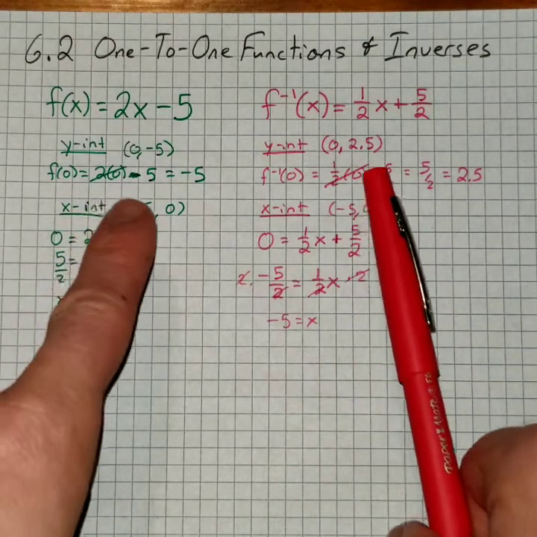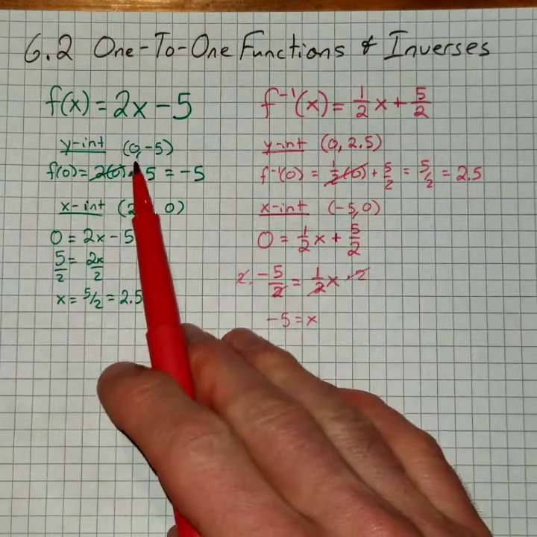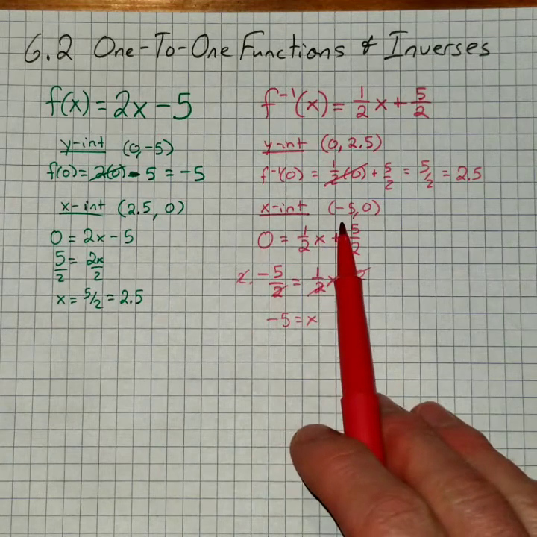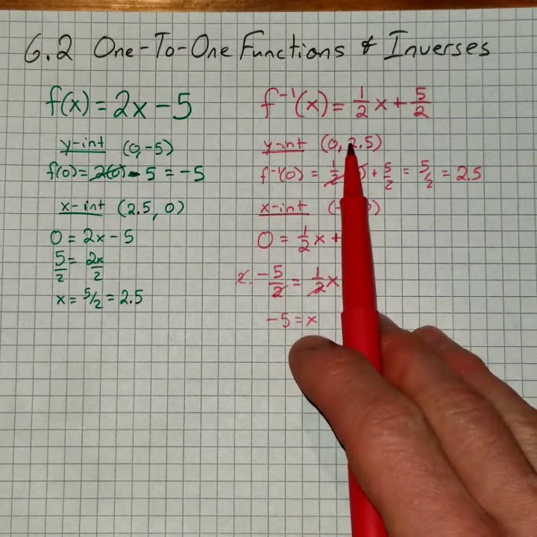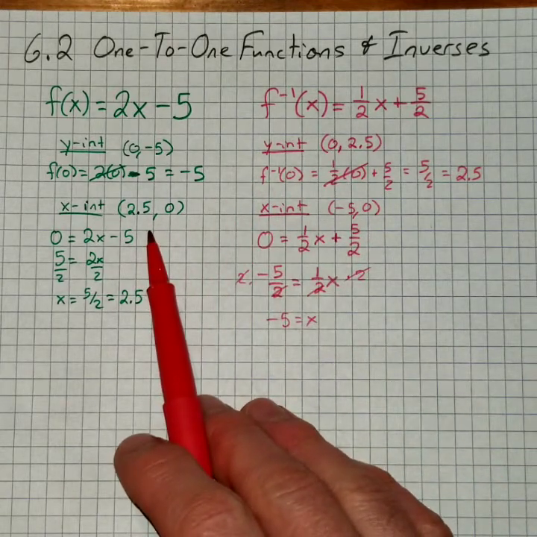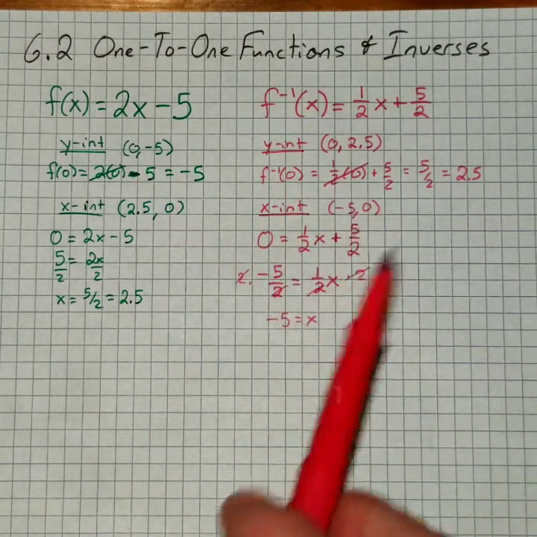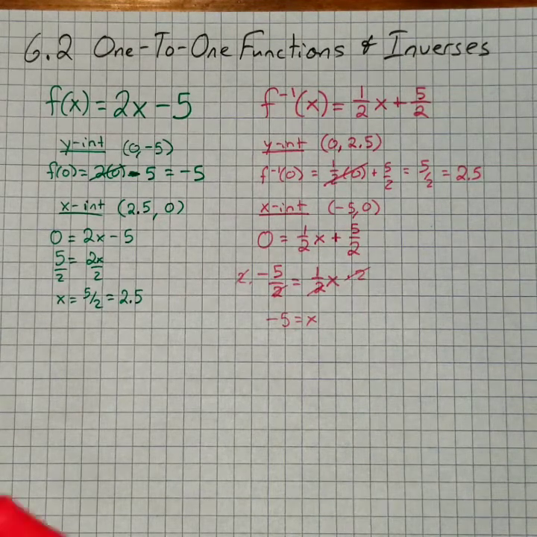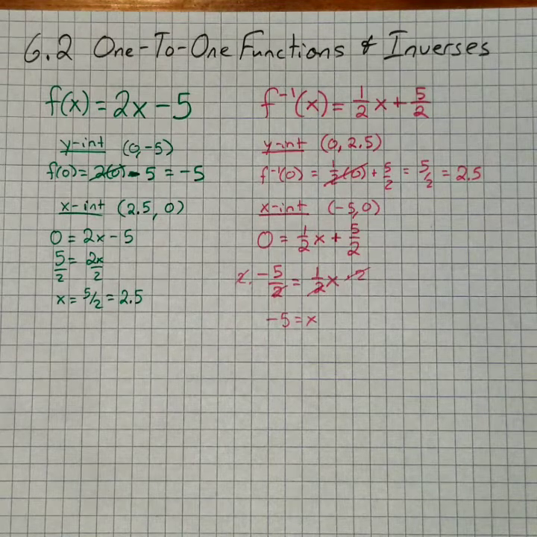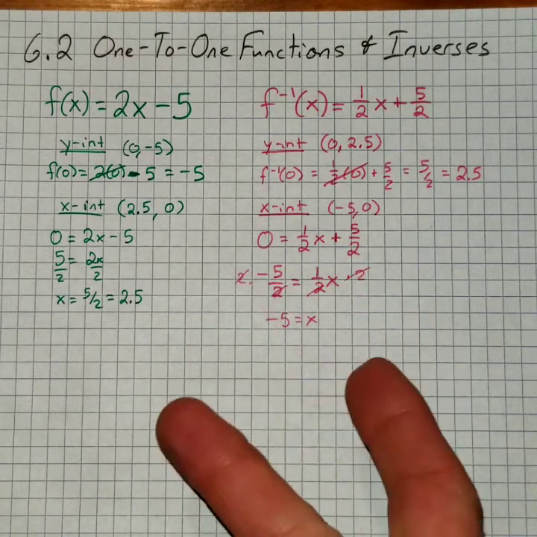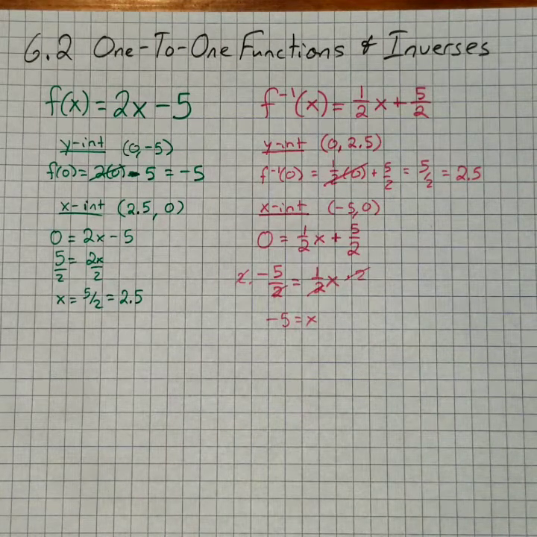Now, if you look at these x and y-intercepts, notice that the y-intercept on the first function is the x-intercept on the second, and the y-intercept on the second is the x-intercept on the first, just with the ordered pair switched around, right? The 2.5 is there, the 2.5, the negative 5, and the negative 5. Which makes sense, because we defined inverse functions as two functions where the inputs and outputs switch. You get your x and your y, and they switch places. So it makes sense that the x-intercepts and the y-intercepts would also switch places for inverse functions. So now let's take a look at the actual graph of these two lines.